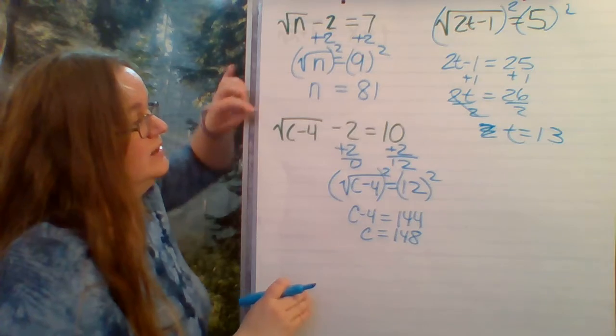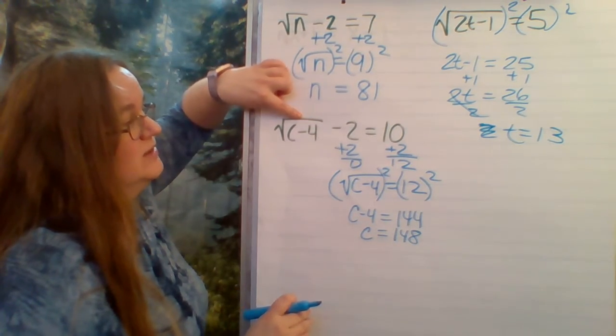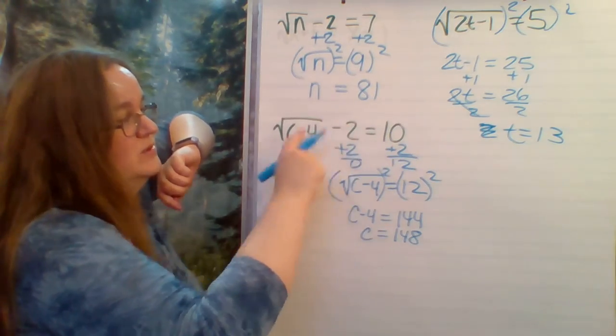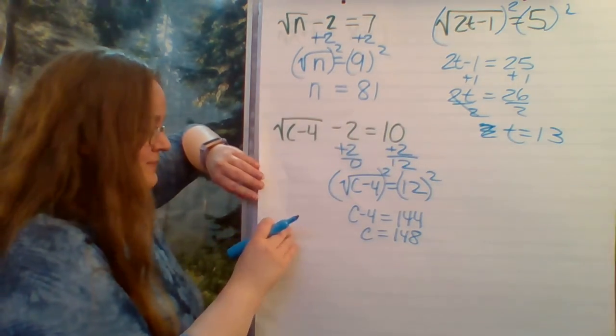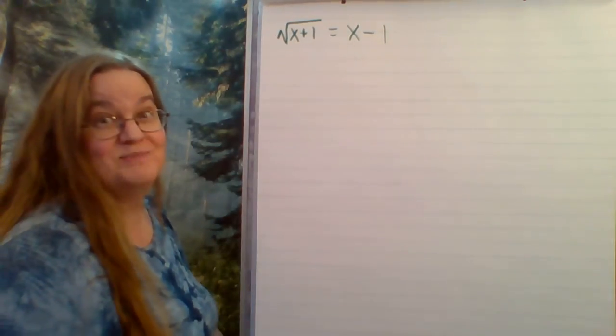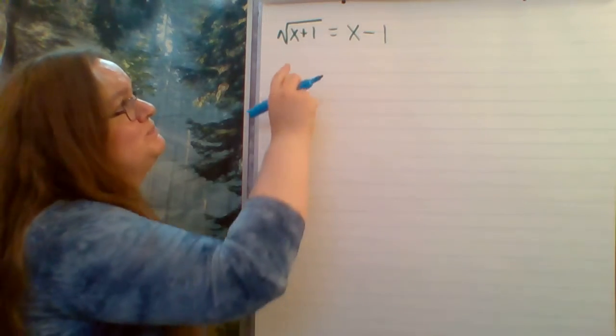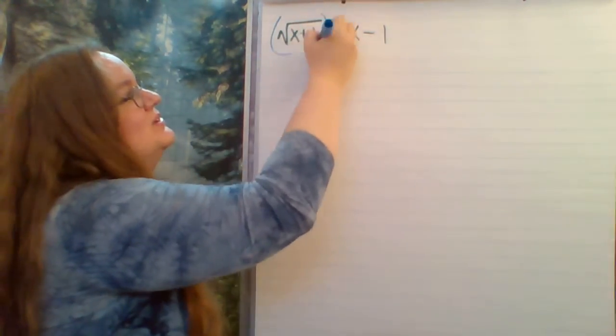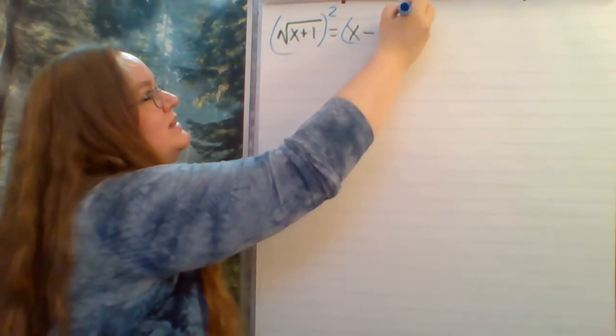Again, if it's under the radical sign, you have to square before you can deal with it. If it's outside, you want to get rid of it before you square. So let's take a look at one more example. The radical sign is already isolated, so I can square both sides.